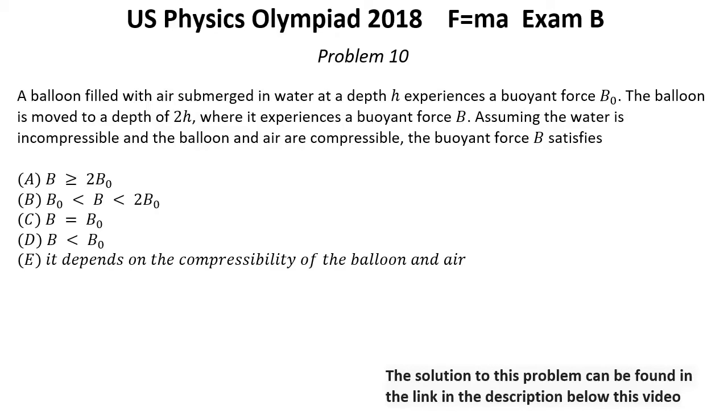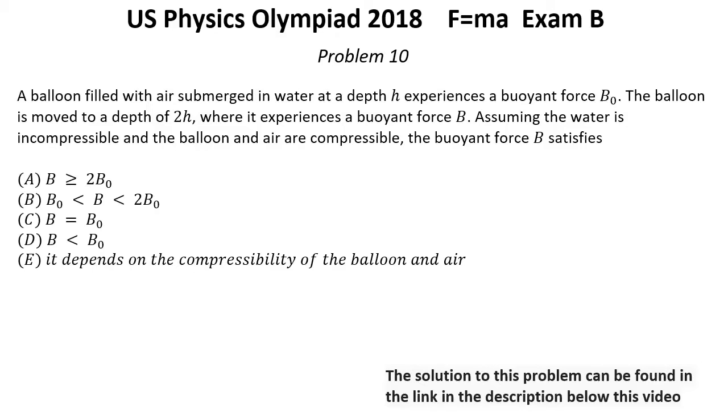Problem number 10. A balloon filled with air submerged in water at a depth h experienced a buoyant force B0. The balloon is moved to a depth of 2h, where it experienced a buoyant force B. Assuming the water is incompressible and the balloon and the air are compressible, the buoyant force B satisfied the next conditions.